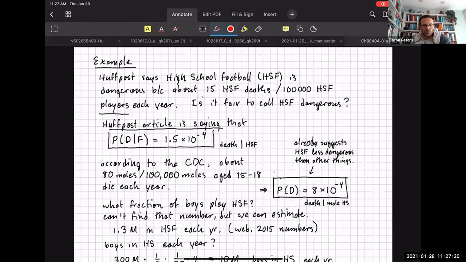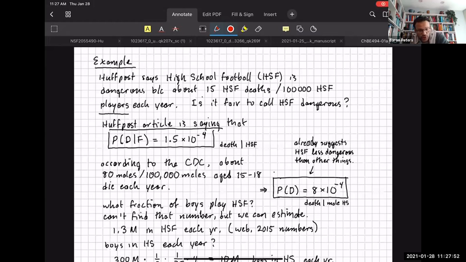All right. I tried to fill in the details and ask what would make this a fair statement. Well, we need to know the probability of death given that you don't play high school football, so that we can compare apples and oranges. It's unfortunate that many people think, I can make a claim and the number sounds too big. And of course, it is too big if you're the parent of one of those students. But what is the number that we should compare it to? Numbers are never big unless we compare them to something else.